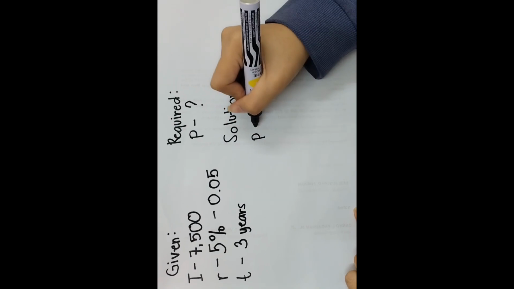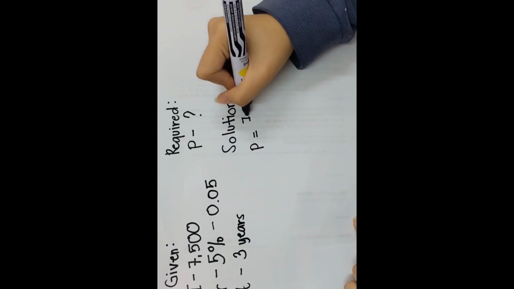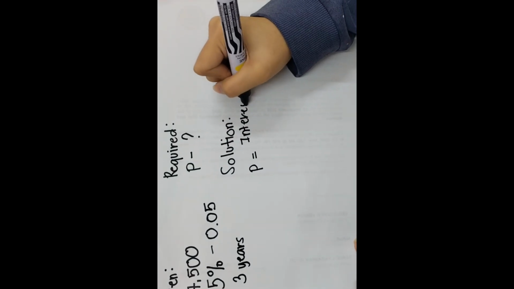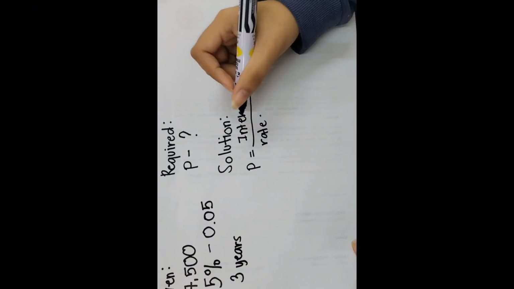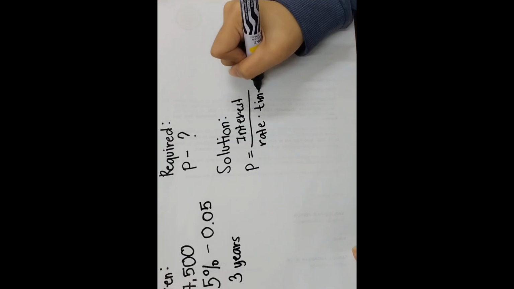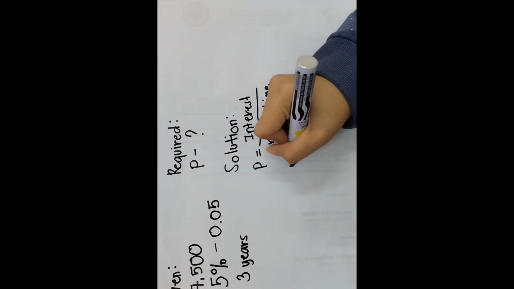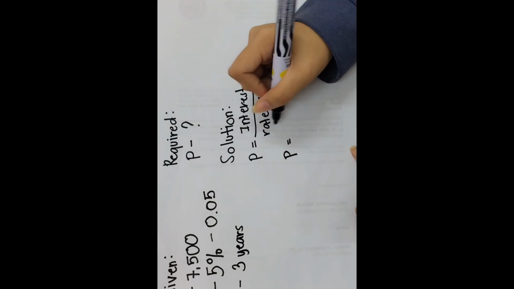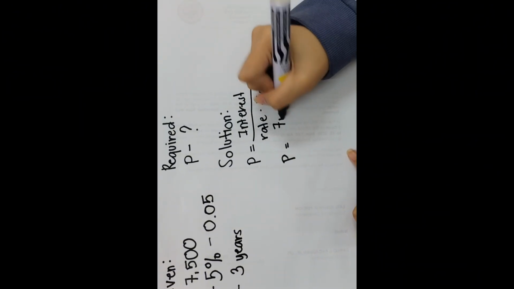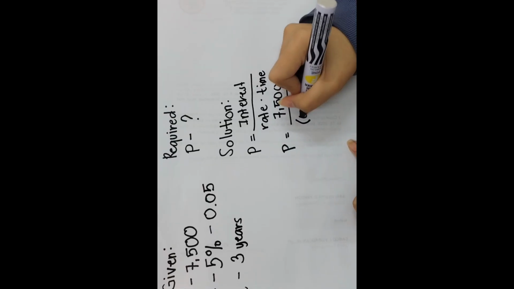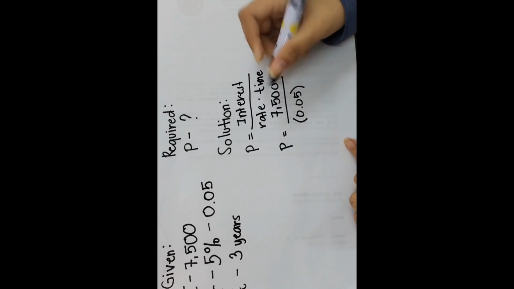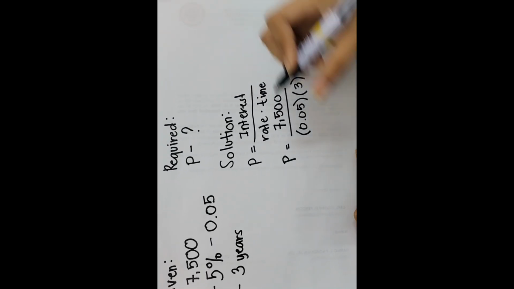In our solution, to get our principal, we are going to have the formula: principal is equal to interest over rate times time. So let's get from our given, which is our interest is 7,500, our rate is 0.05 in decimal form, and our time is 3 years.